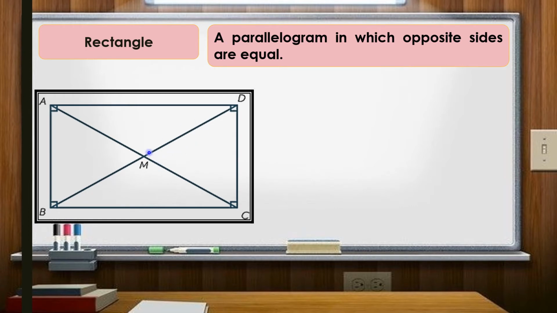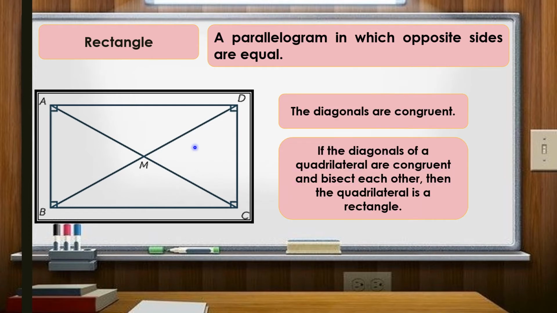If there is a midpoint, therefore line AM and line MC are equal, and also line BM and line DM are equal. So that is one of the properties of the rectangle. So the diagonals are congruent, and also if the diagonals of a quadrilateral are congruent and bisect each other, then the quadrilateral is a rectangle. Okay?